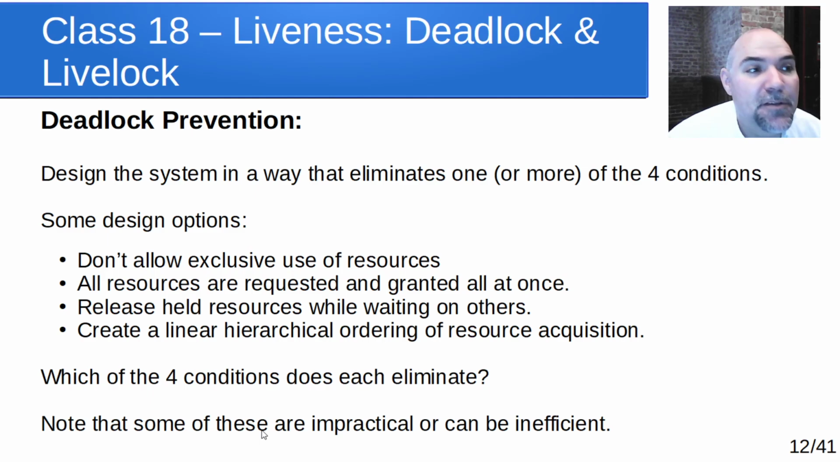All right, the second bullet there, all resources are requested and granted at once. Now that one you can do. You can say, all right, if you need a hammer and a saw to finish your job, you have to get them both at the same time. You can't get the hammer and then get the saw later. And that gets rid of the circular wait, because you'll never be holding on to a resource while you're waiting for another, because you either have everything you need or you have nothing that you need.